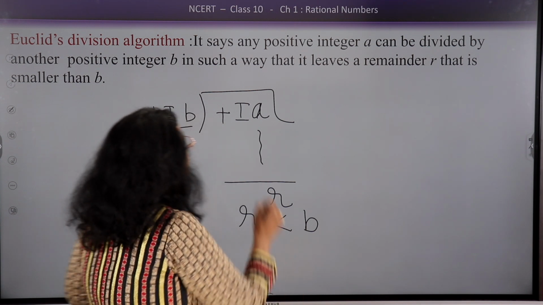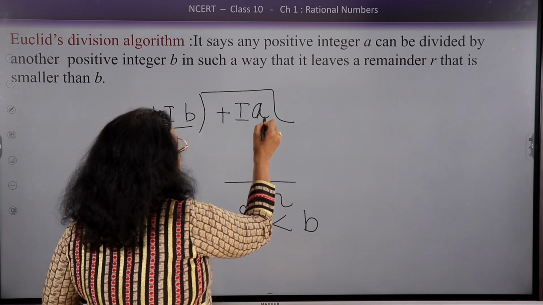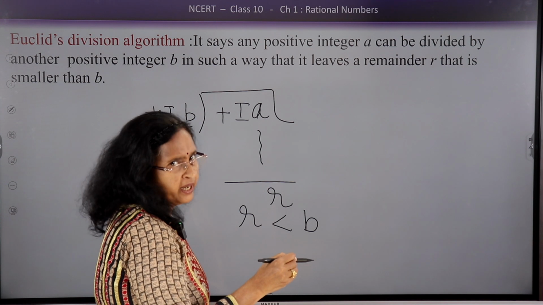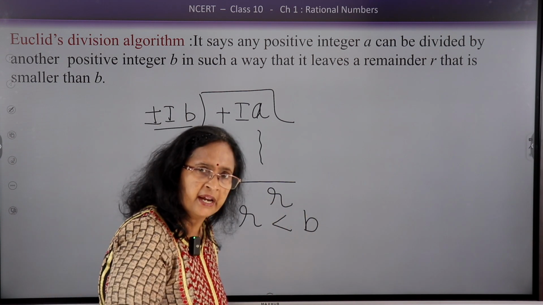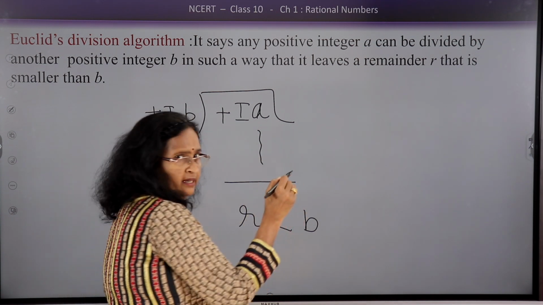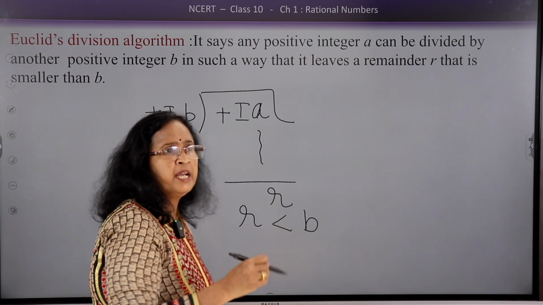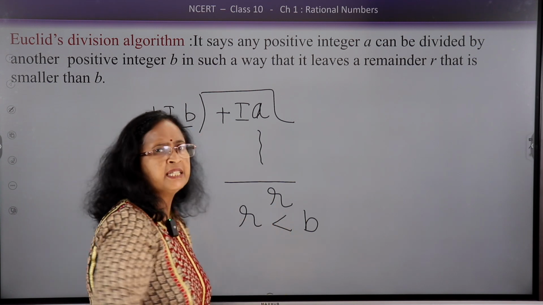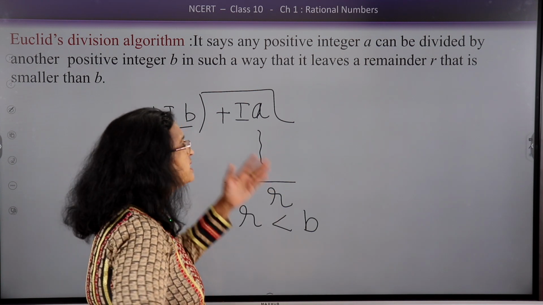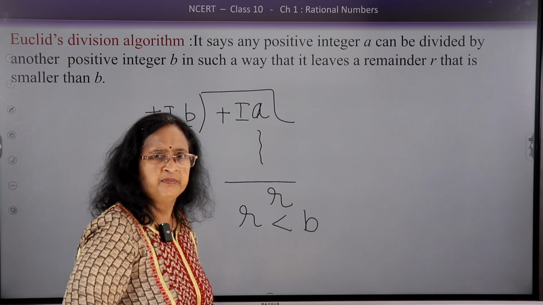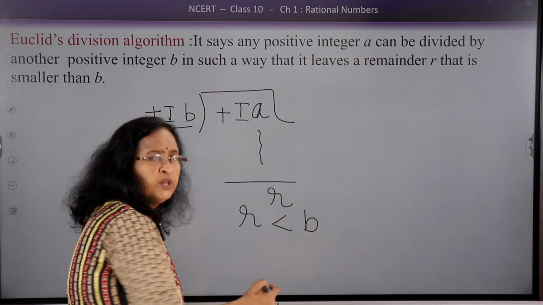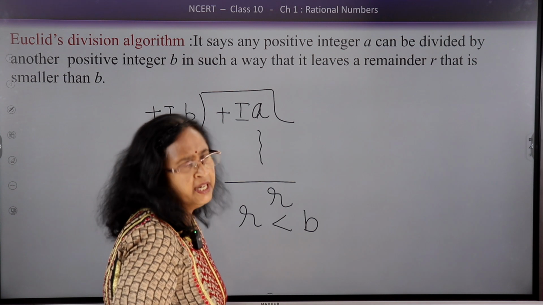So I repeat, any positive integer a can be divided by a positive integer b in such a way that it leaves a remainder r. Very important to know, this r is always less than the positive integer b. This is Euclid's division algorithm. So easy to remember, isn't it? If you remember this, you will easily remember Euclid's division algorithm.